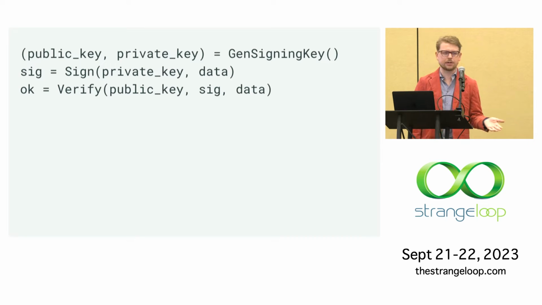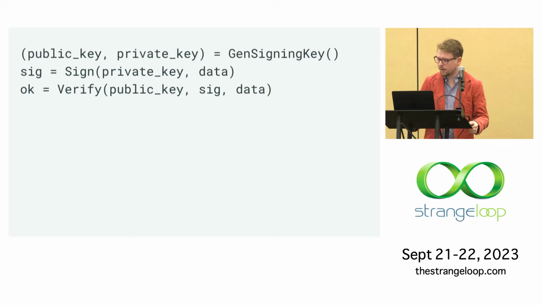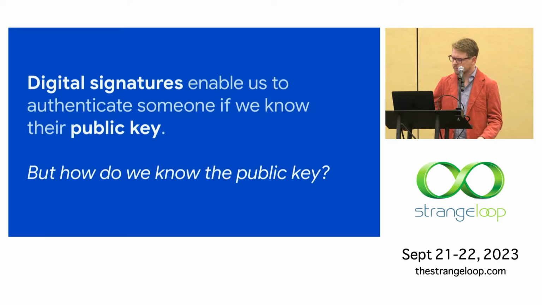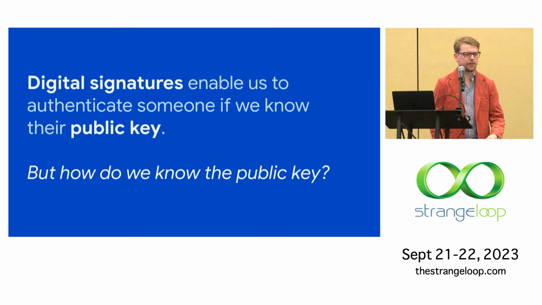Anyone can run the verify function, which takes the signature and the public key and the data that was signed and says, hey, was this actually signed by the corresponding private key? It gives you a Boolean. So the idea is that the only people that can generate the valid signature is the person with the private key. And so this kind of solves authentication for us, but it gives us this other problem, which is okay, if I know someone's public key, I can authenticate them, but how do I know where their public key is coming from?